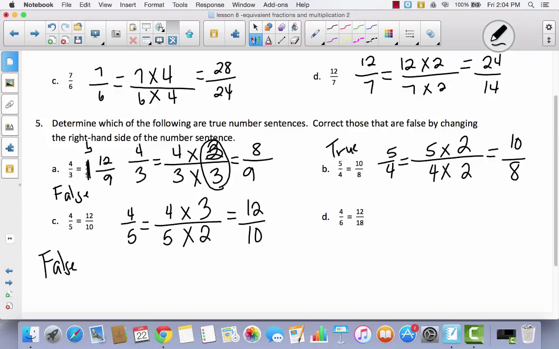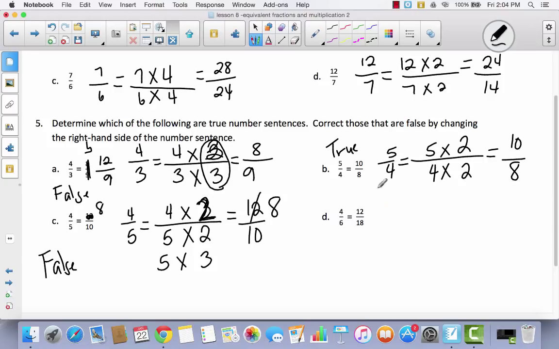So now I have to correct it. You could have corrected it by changing the numerator. We could say, okay, we're going to multiply the numerator times 2. So instead of having 12/10, that would give you 8/10. So you could have changed the numerator to 8 and made it 8/10. Or you could have said, well, I'm going to keep the 12 and multiply the denominator by 3, which means you would have ended up with 12/15. Either one of those would have been correct.